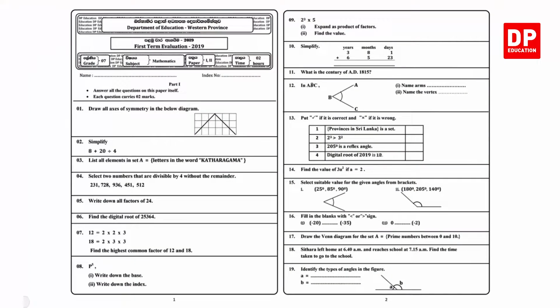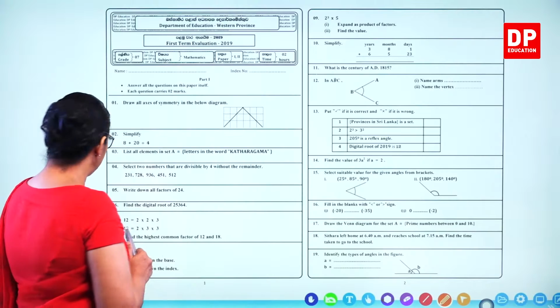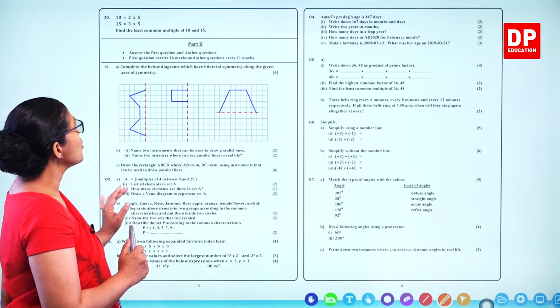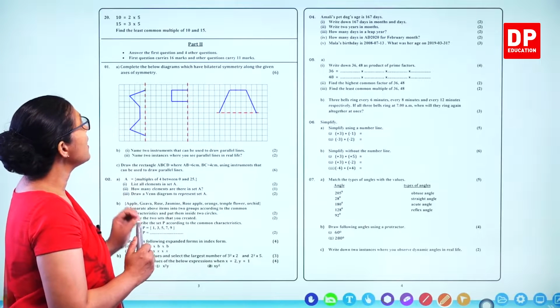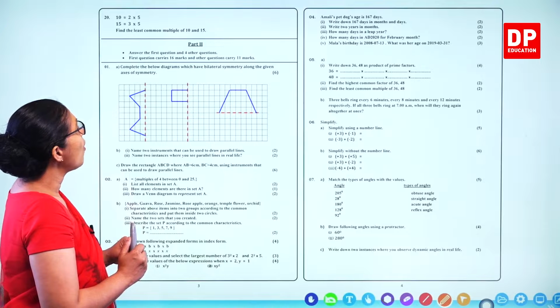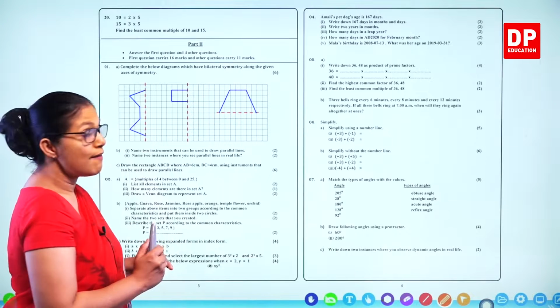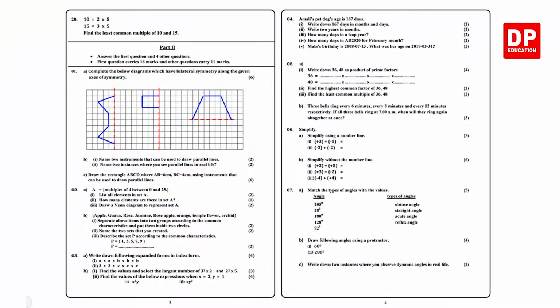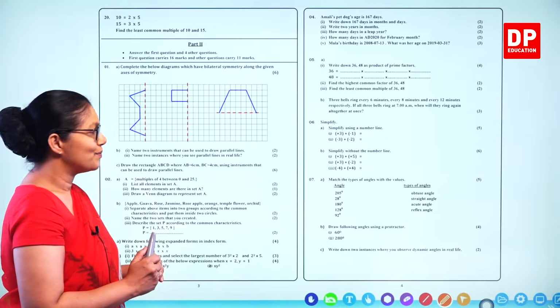On the first page you get questions 1 to 8, then 9 to 19, 20, and then part 2. In part 2, the first question you have to answer and you get 16 marks, and for all the other questions you get 11 marks, but you have to select only 4 questions. Question number 2, 3, then 4, 5, 6, 7. So let's do this paper now.